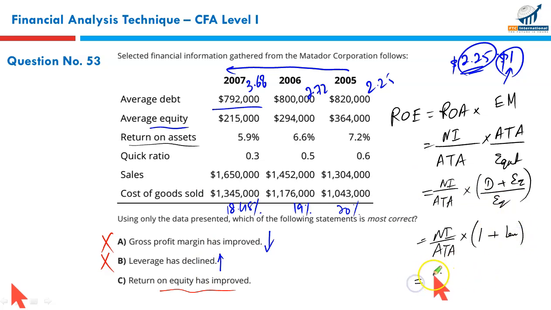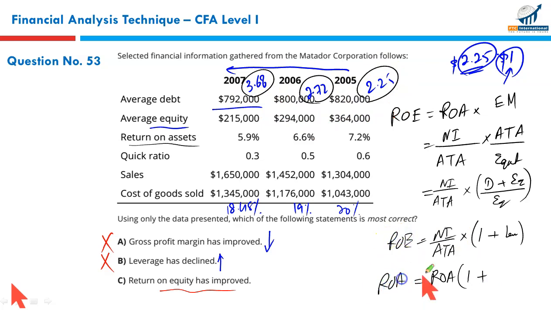Now, what we know for sure is that if we have return on assets, and we simply add 1 to this number, we can directly calculate our return on equity. Return on assets times 1 plus leverage, debt upon equity. I'm not talking about equity multiplier. I'm talking about leverage that we've just calculated, debt upon equity. So the debt upon equity numbers we have already calculated above.